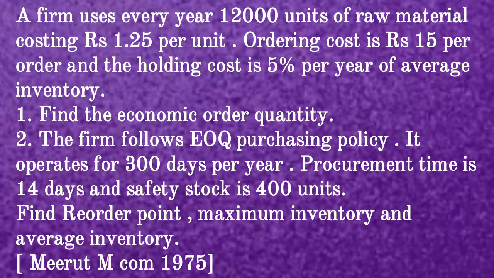Given question: a firm uses every year 12,000 units of raw material costing rupees 1.25 per unit. Ordering cost is rupees 15 per order and the holding cost is 5% per year of average inventory. First question, find the economic order quantity. Second question, the firm follows the EOQ purchasing policy. It operates for 300 days per year. Procurement time is 14 days and safety stock is 400 units. Find the reorder point, the maximum inventory and the average inventory. This question was asked in Meerut M.Com, 1975.